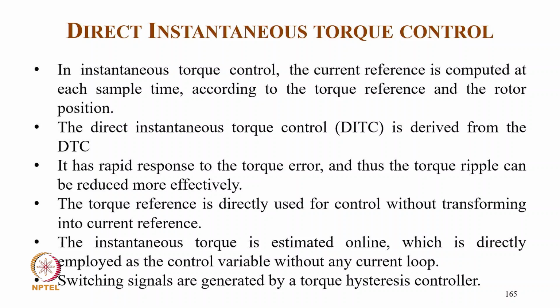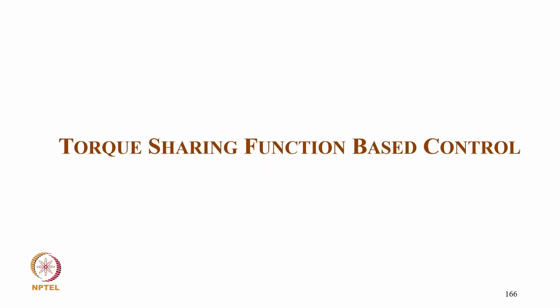and the torque reference is directly used for control without transforming into a current reference. The instantaneous torque is estimated online, which is directly employed as the control variable without any current loop, and switching signals are generated by a torque hysteresis controller.